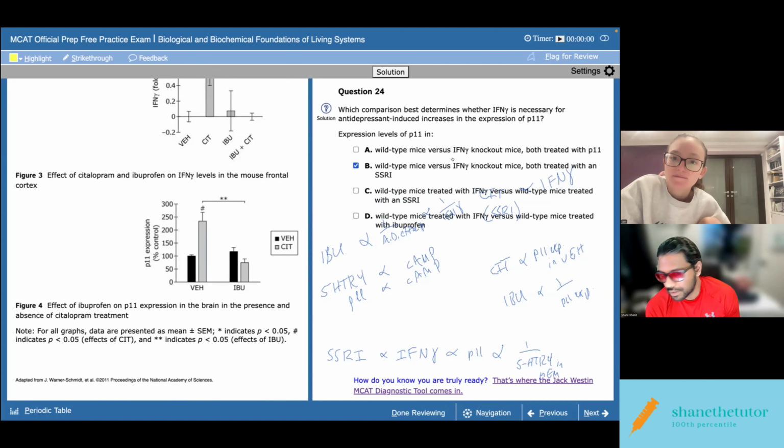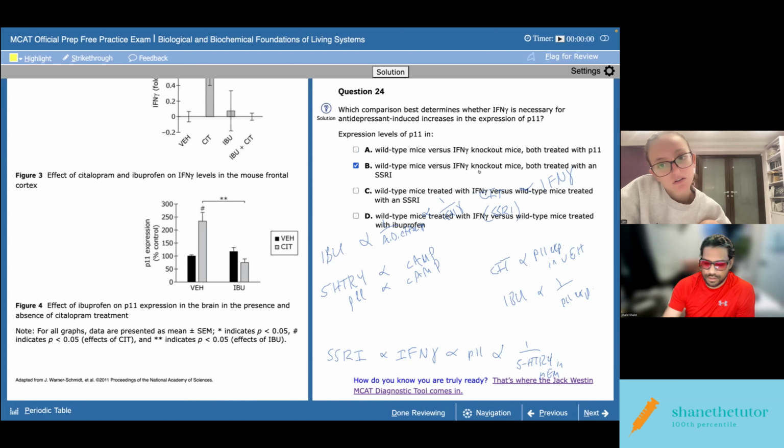So maybe this one. While I feel like that could potentially be wild type treated with IF. Why? What's the difference between? Oh no, this makes sense because this is like the control. The independent variable is whether IFN gamma is present. Yeah, which makes sense for this.